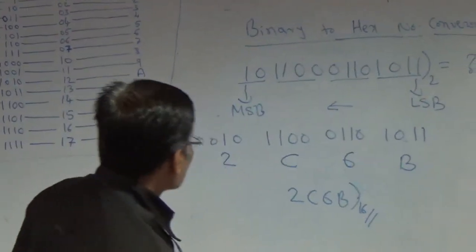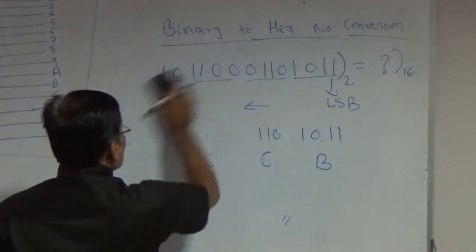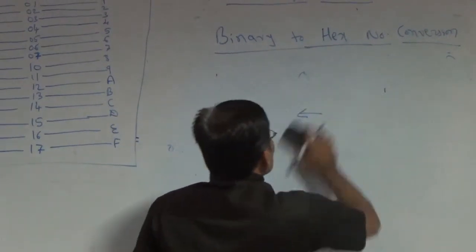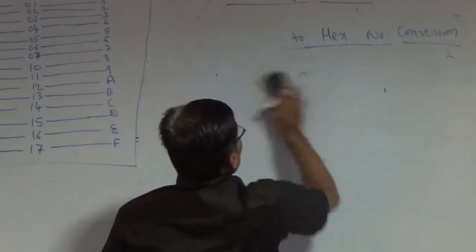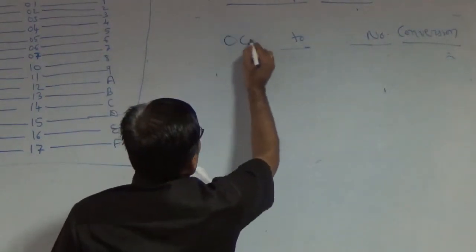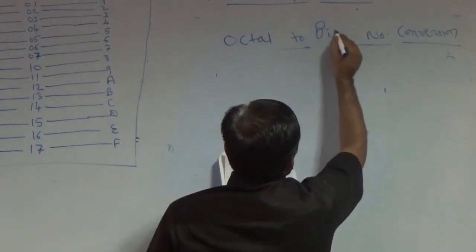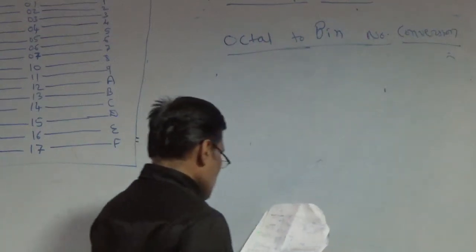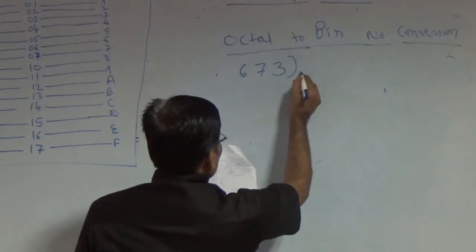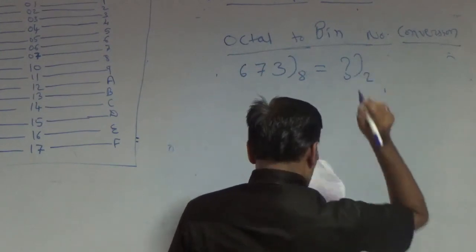So now let us see the reverse process of these two methods we have discussed. The next conversion is, you will be given an octal number and you need to convert it to binary. Consider the octal number 673, and you need to generate an equivalent binary number.